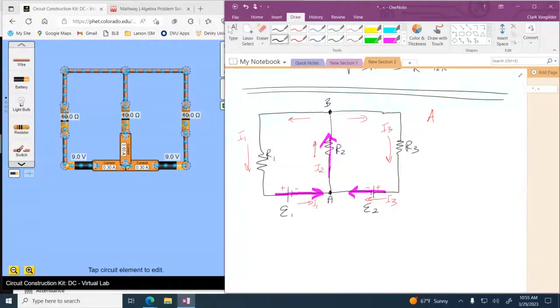So I can write a node equation. Let's do this. The node rules, okay? For A, I'm going to have I1 plus I3 equals I2. And for B, I'm going to have the reverse, I2 equals I1 plus I3. They're the same statement, you're just being explicit with the rules.